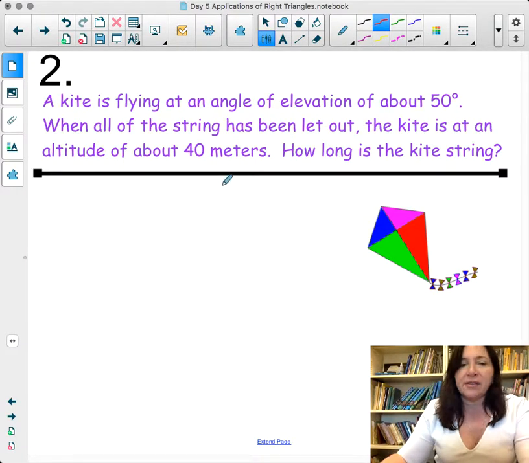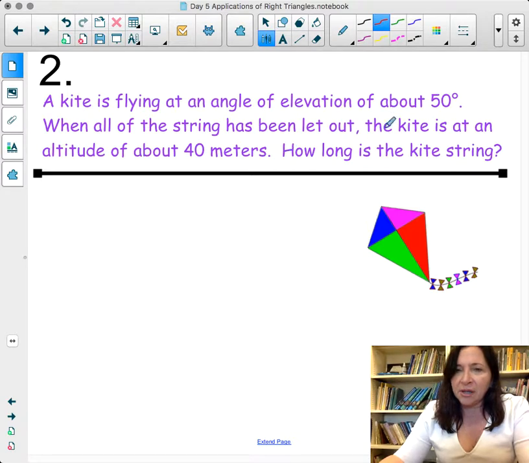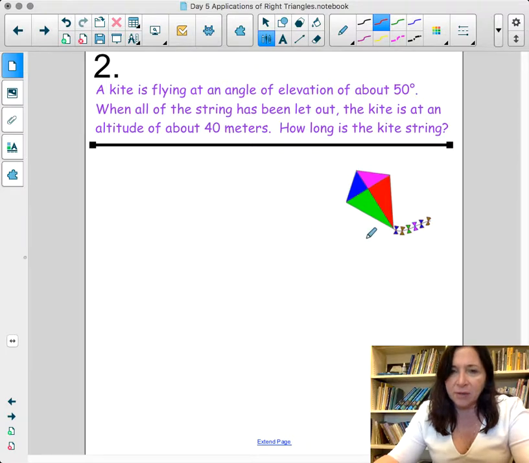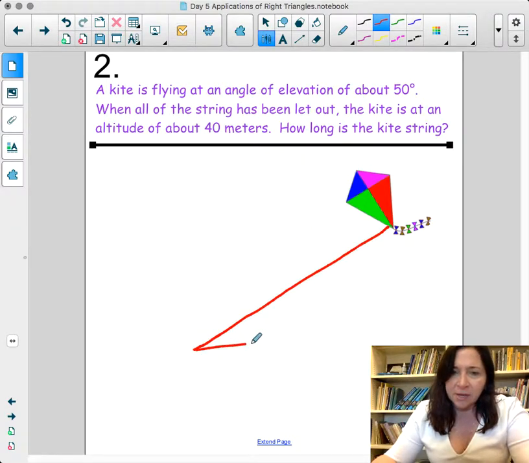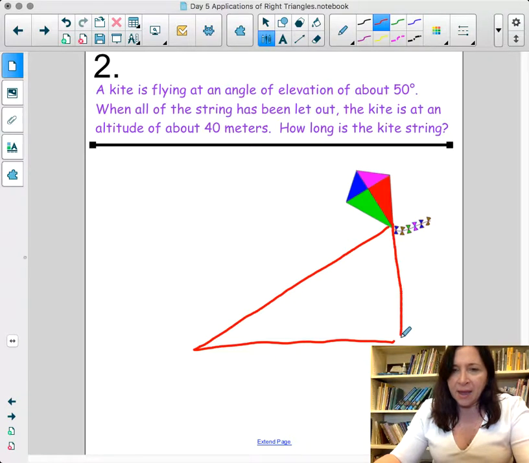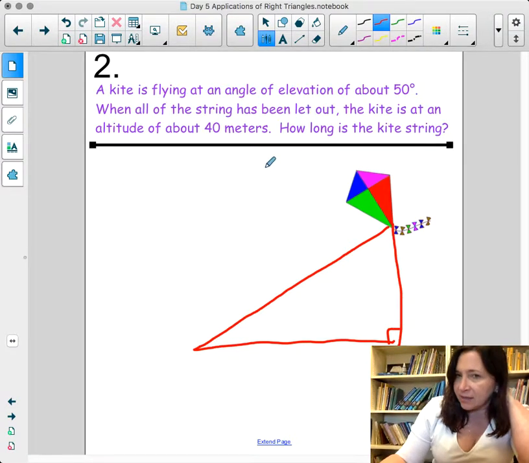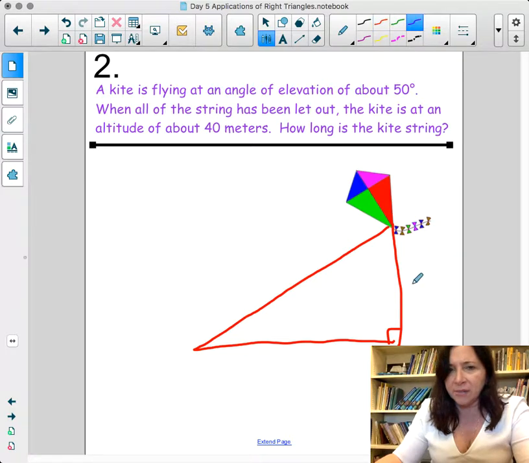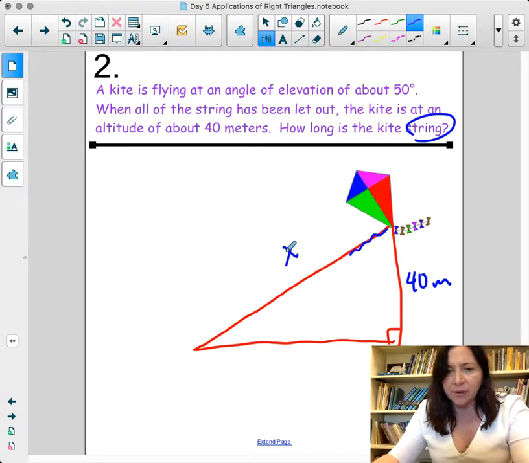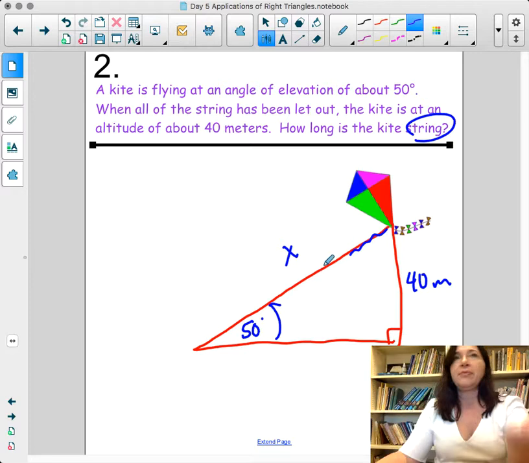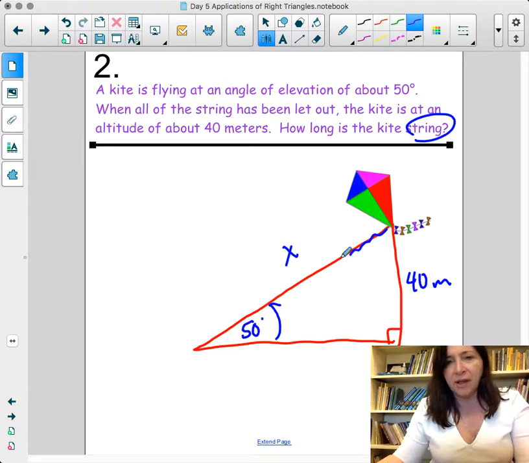The next question says, a kite is flying at an angle of elevation of about 50 degrees. So my kite's flying up at an angle of elevation. So let's make a triangle. It says that it has an altitude of 40 meters. So here's 40 meters. They want to know how long the string is. So this is my string here, so we don't know that. Let's see, what do we know? Angle of elevation is 50 degrees. So there's the value here, because that's your looking up value. That's your angle of elevation.